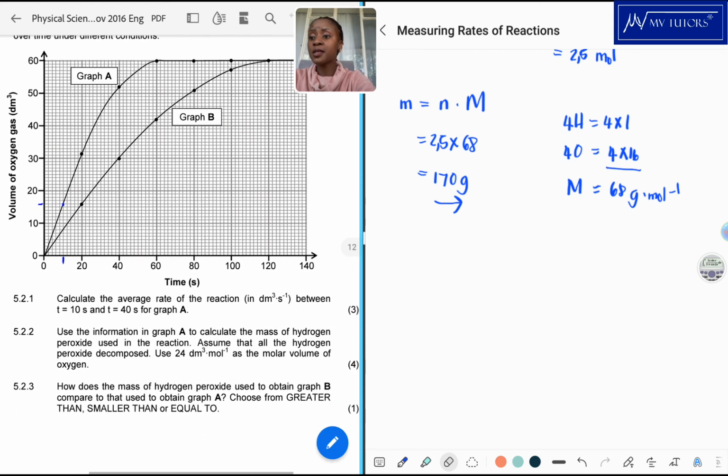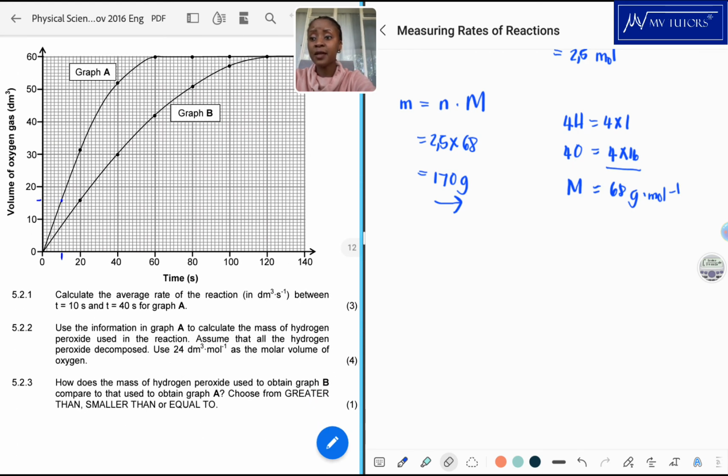So if we were to say, how does the mass of hydrogen peroxide used to obtain graph B compare to that used to obtain graph A? Well, basically, it is equal. And I hope that is clear to you guys. If they spoke about the rate it took to get to that 60 cubic decimeters, then we can talk about another story. But now it's talking about the mass, and the mass is the same.